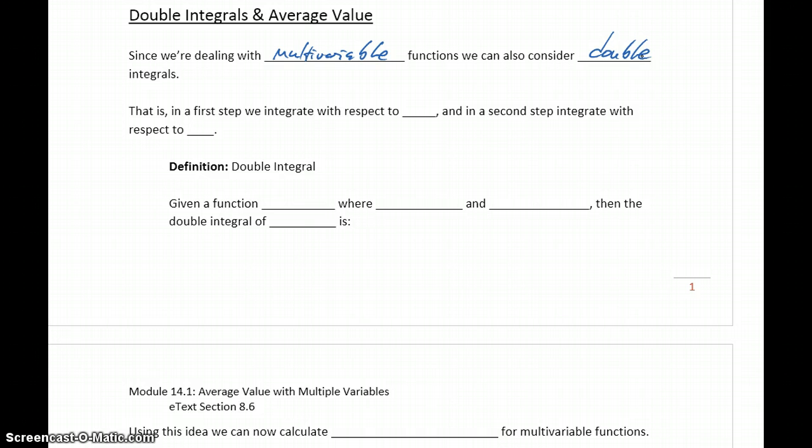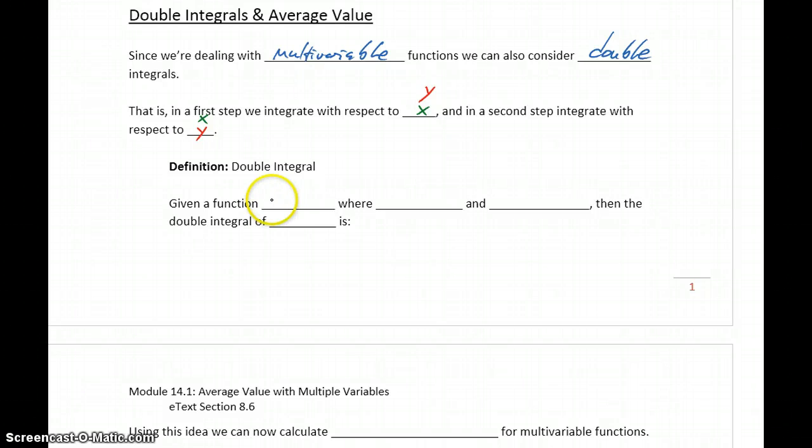So what we mean by a double integral is that in a first step, we integrate with respect to x, and then in a second step, integrate with respect to y. Or we could flip that around. We could first integrate with respect to y, and then in a second step, integrate with respect to x. So essentially a single problem is going to have two iterations of integration, and in each case, we're going to integrate with respect to one variable or the other.